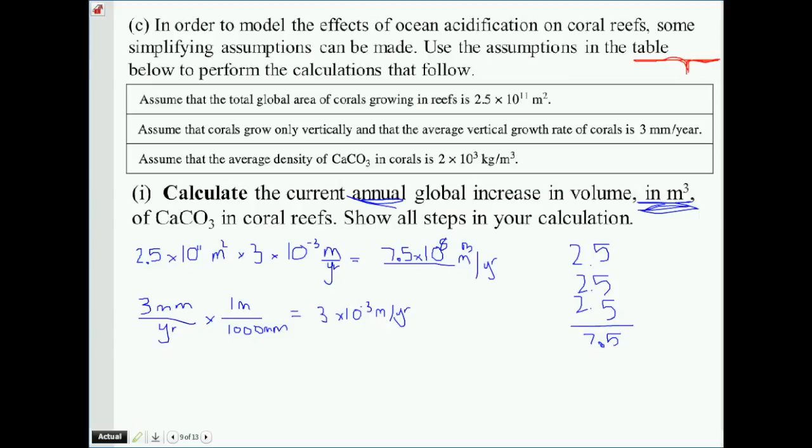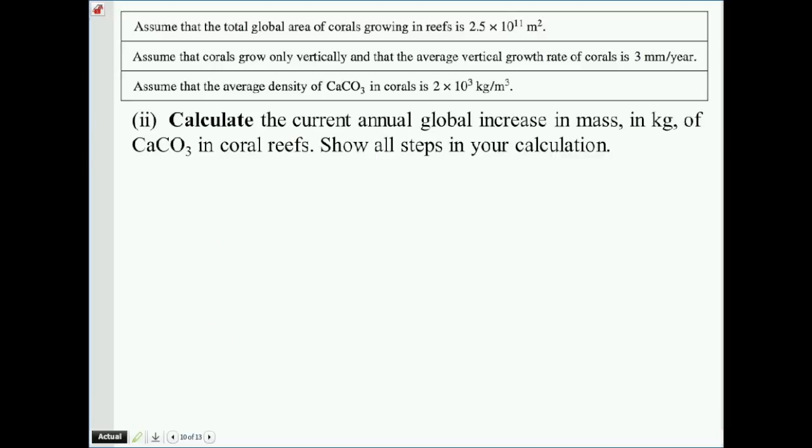And we'll get credit for this because we showed our work, right? This one actually says you get 1 point for setting up the equation correctly and 1 point for the correct answer. So you'd only get half credit if you just had the correct answer and no work. Okay. The next part says calculate the current annual increase in mass of calcium carbonate in coral reefs. Show all steps in your calculation.